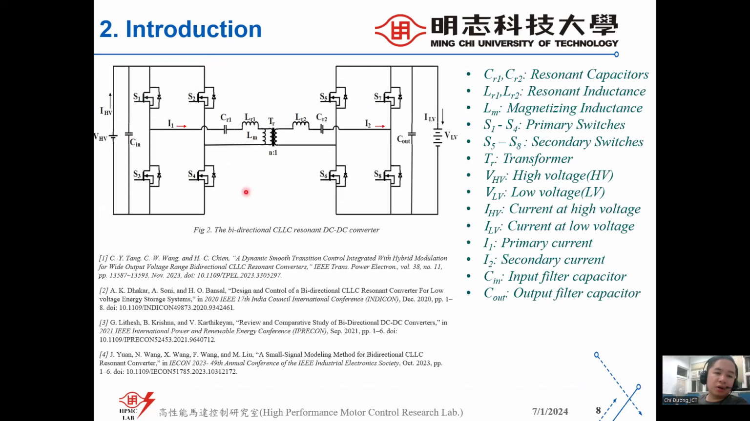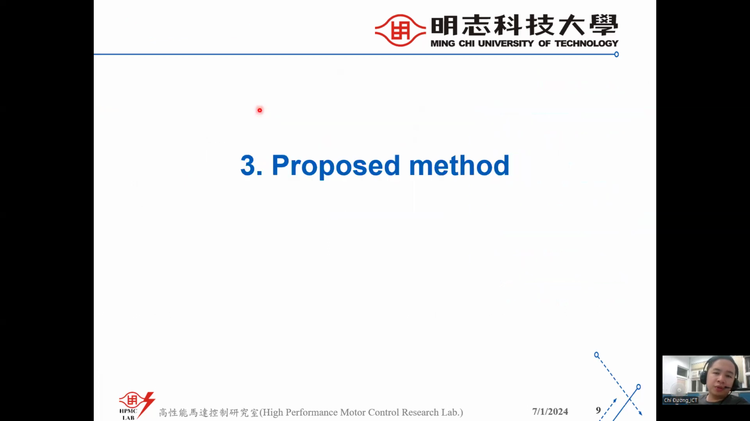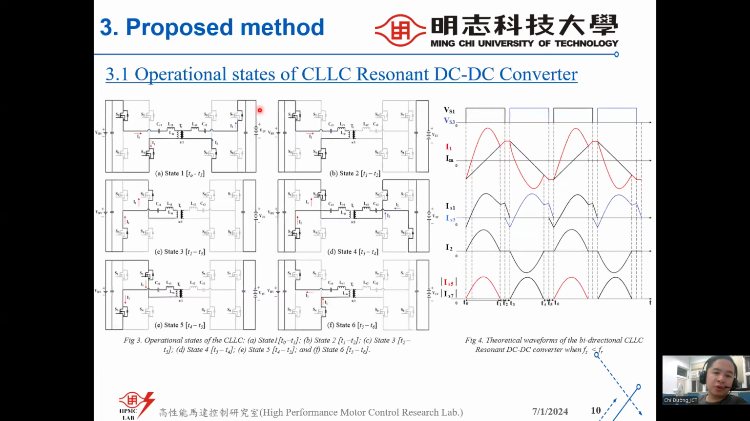And the CLLC circuit with the high side and the low side. It also has the input capacitor and the output capacitor. We also have four switches in the primary side and four switches in the secondary side. We have CR1, CR2 as the resonant capacitors, LR1, LR2 as the resonant inductances, with the magnetizing inductance, and a transformer. And in the next slide we will explain the parameters.